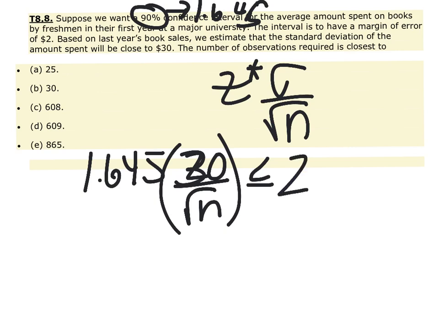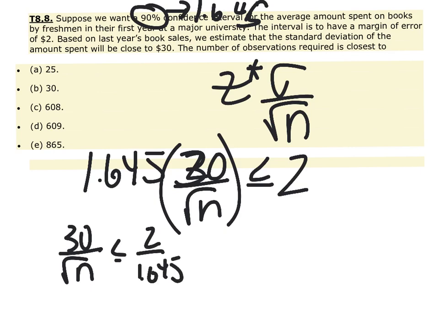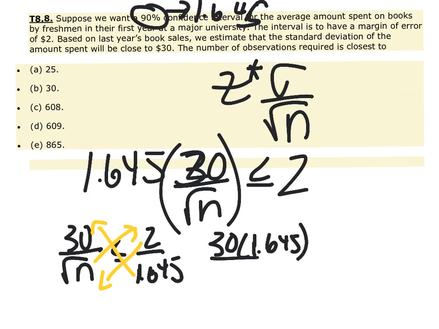If we do the math again here to solve this, what you're going to ultimately end up doing is, again, let's divide by the 1.645. So we're going to have 30 divided by the square root of n is less than or equal to 2 divided by 1.645. I'm going to go ahead right now and just actually do a little bit of cross multiplication. I'm going to bring that up, I'm going to bring that one down, and I'm going to bring the square root of n over. That would give us 30 times 1.645, that whole thing divided by 2 is equal to the square root of n.